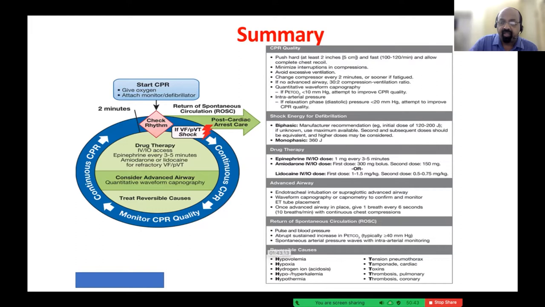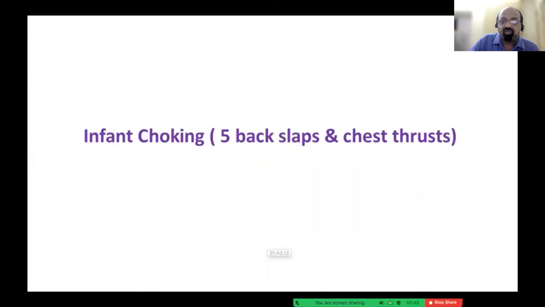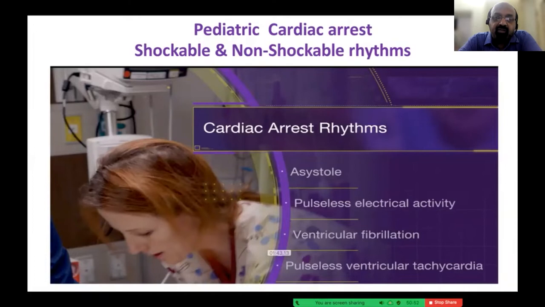Okay, thank you, Vandana. We'll move on to the arrhythmias. Just skip this choking. In pediatric cardiac arrest, we talked about all the basic life support. But when you are in a hospital setup, you have advanced life support. That means you have an ECG monitor and the child's cardiac arrest rhythms can be seen. The 4 rhythms mentioned here are the same for adult, child, or infant. It can be asystole or pulseless electrical activity. These 2 are called non-shockable rhythms, and ventricular fibrillation and pulseless ventricular tachycardia are the shockable rhythms. We'll go into a little detail about that.